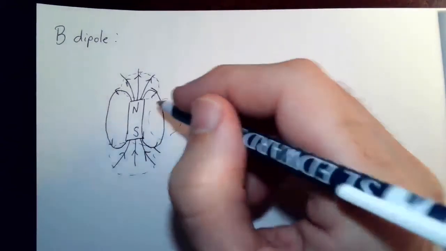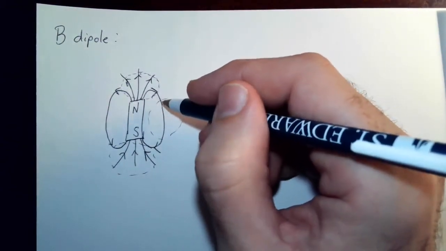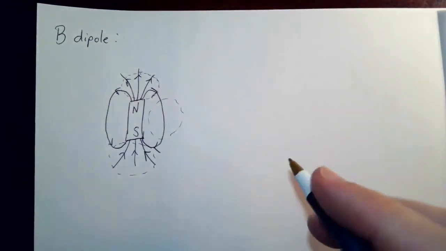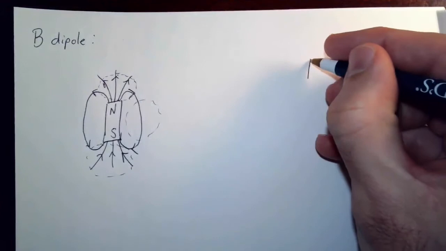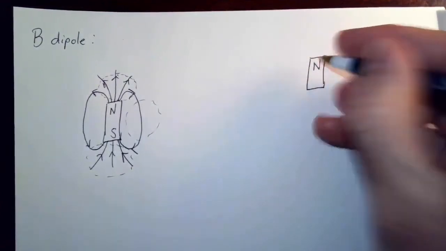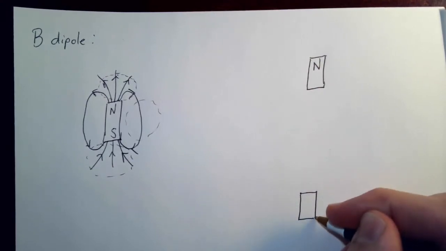Now, here's the question. Can I, like I did in the electric case, separate the dipole enough so that I have just a north and just a south? To do that, I'm going to split the magnet into two magnets. Well, I'm going to split it in half. Let me just start with that. I'm going to split it in half so the north end is up here and the south end is down here.